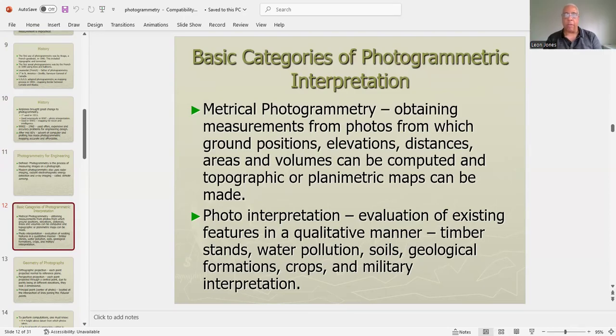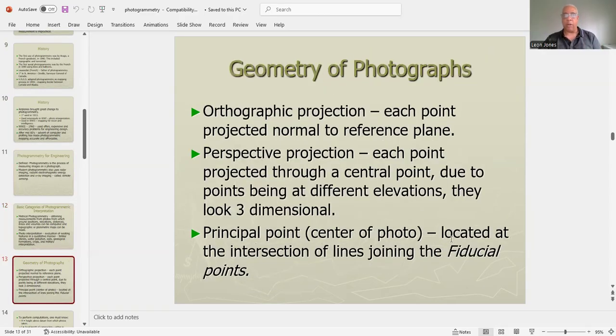Categories of photogrammetric interpretation. Metrical photogrammetry: obtaining measurements from photos from which ground positions, elevations, distances, areas, and volumes can be computed, and topographic and planimetric maps can be made. We have photo interpretation: evaluation of existing features in a qualitative manner, such as timber stands, water pollution, soils, geological formations, crops, and military interpretations. And we have geometry of photographs, or orthographic projection.